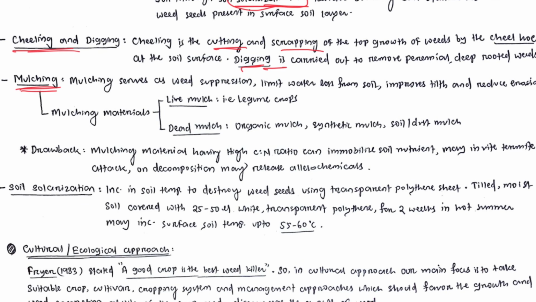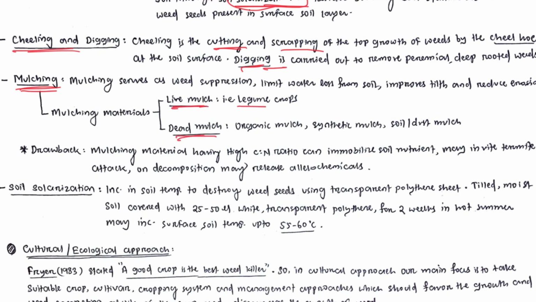What happens is, suppose we are covering the soil, we are covering the weeds with certain material that may be organic, that may be inorganic. After covering, the weeds cannot get enough solar radiation and they cannot photosynthesize, so they will be suppressed, and the crop plant will grow vigorously and can compete better with the weeds. So mulching is again of two types. One is live mulch, one is dead mulch.